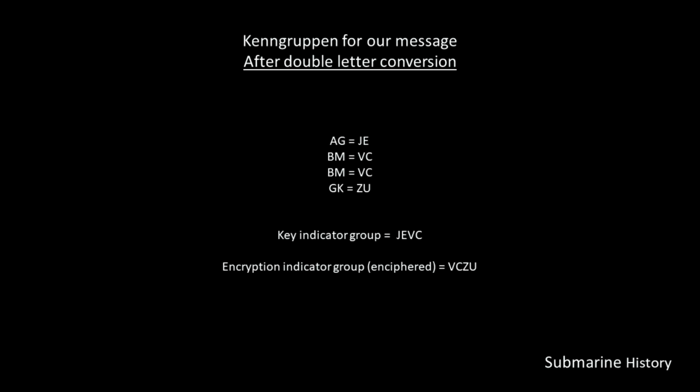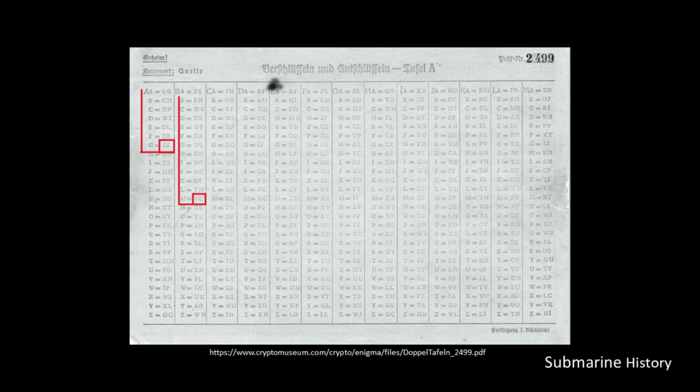And what we're going to do is consult the substitution tables, where this first column is the A column. So if I start with A, move down to G, and then read to the right, I get JE. And then when I go to the B column, go down to M, and read to the right, I get VC.